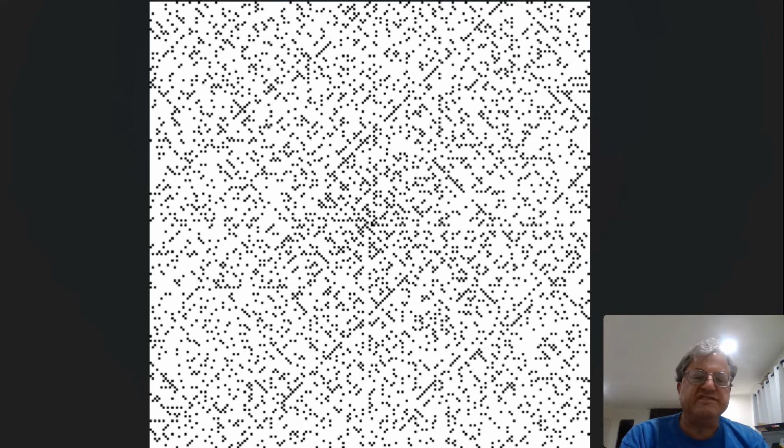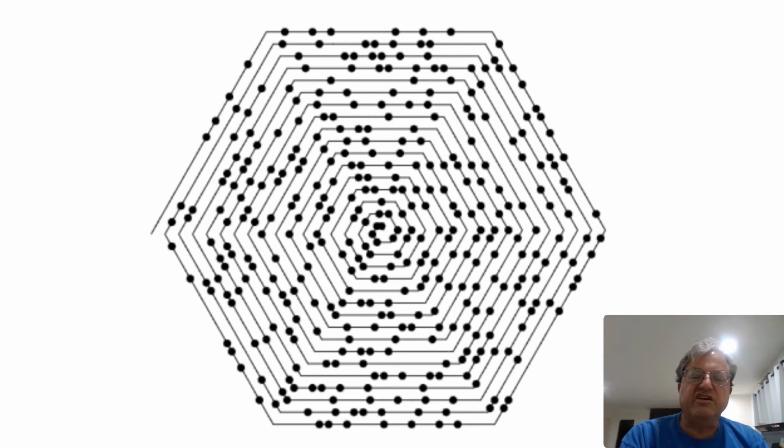And you don't have to use a square. You can use a hexagon. You get patterns on a hexagon, too. Kind of remarkable. I don't think anybody's proven why this happens, but it's just a remarkable fact about primes.